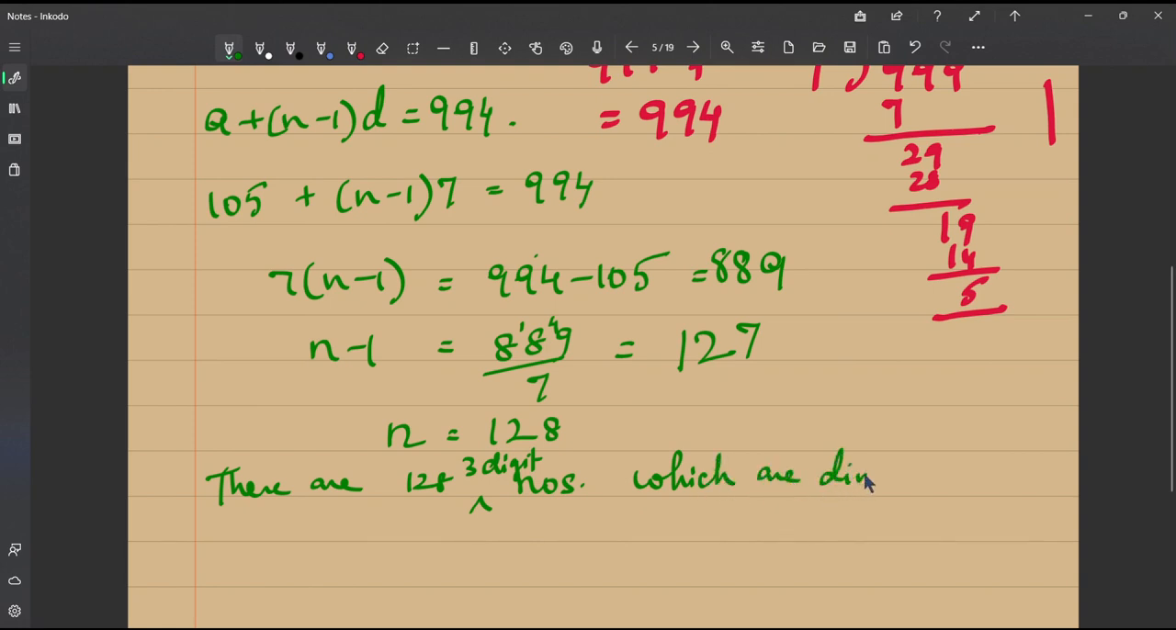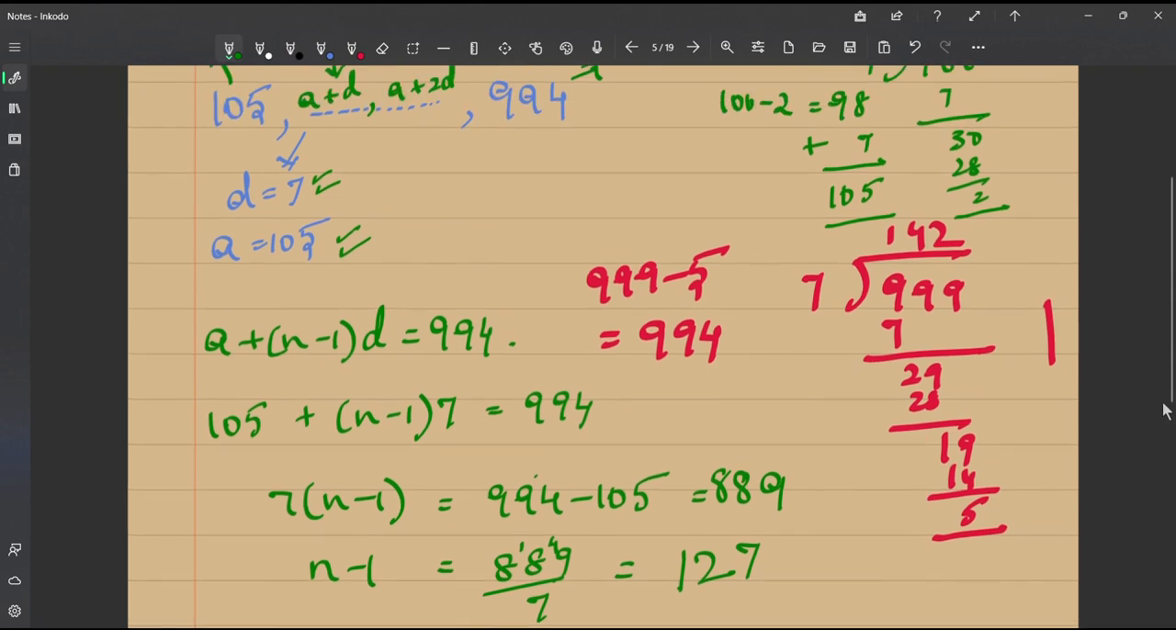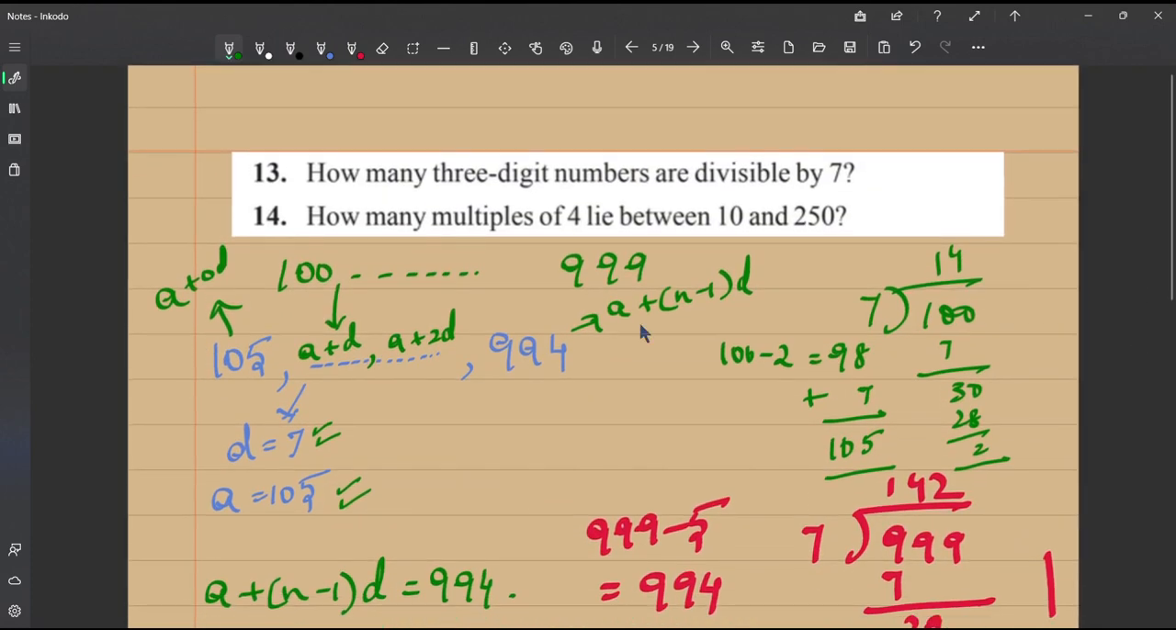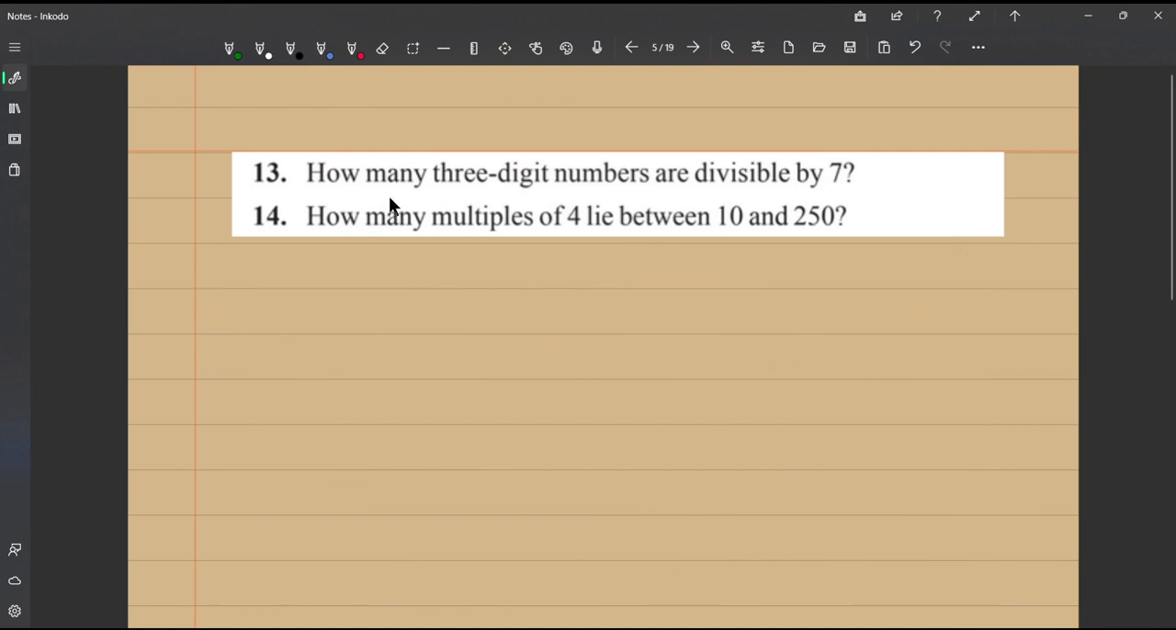See, using arithmetic progression, we have determined this so easily, isn't it? Now, what about the second sum? The second sum is: how many multiples of 4 lie between 10 and 250? It is almost very, very similar to this. You just have to find the first number after 10 which is divisible by 4, which is 12, because it's a small number. We know it is 12.